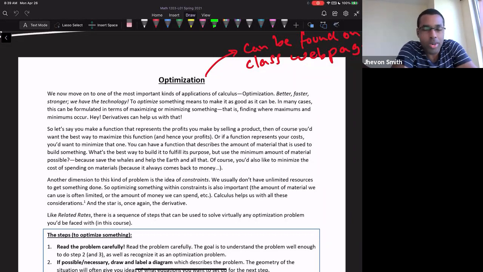There are going to be several types of word problems. So you're going to have your exponential growth and decay problems. You're going to have your related rates problems. You're going to have your optimization problems. Is there another one? I think that's about it for the word problems where there's a huge paragraph asking you to do some stuff. Okay. So optimization is the process of making something as good as it can be within some restriction.